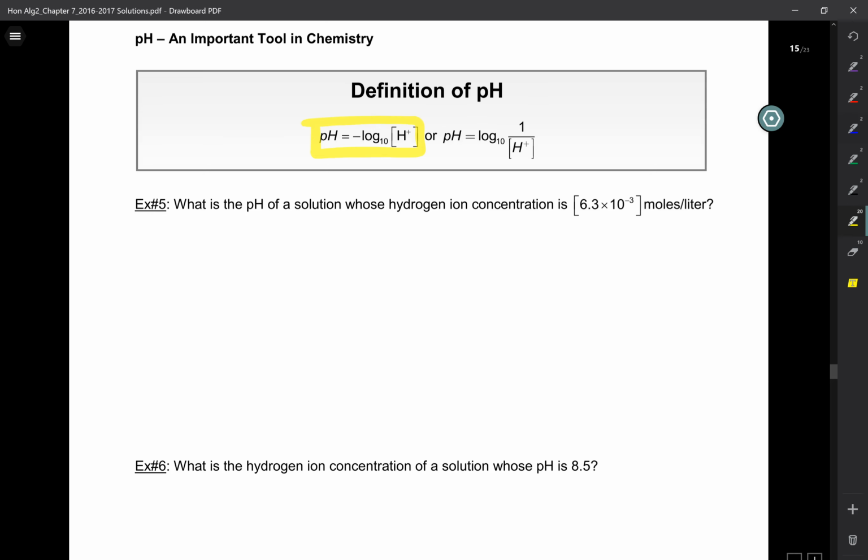So it's written as pH is negative log base 10 of H plus, or pH is log base 10 of 1 over H plus. Why are those two the same? It's log and exponents and negative exponents. It's like negative one. Right, so negative log base 10 of H plus, if the negative comes up here, then it's H plus to the minus 1, which is 1 over H plus.